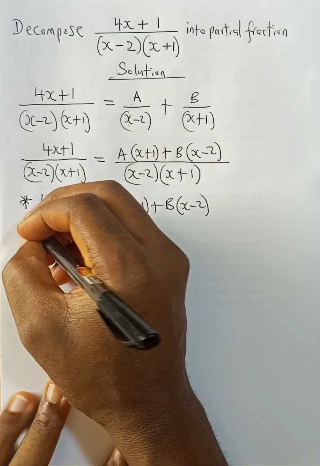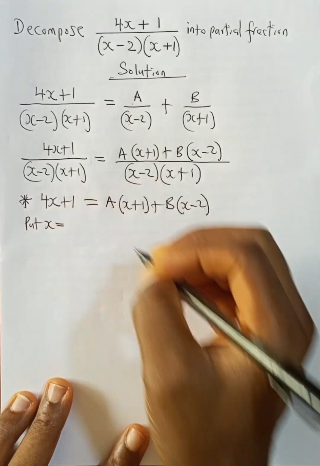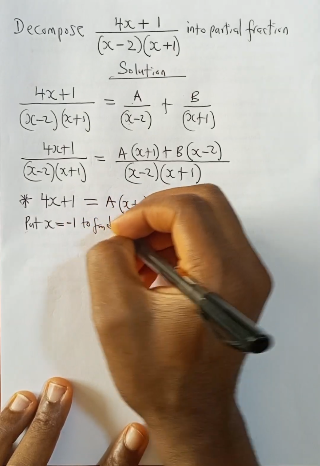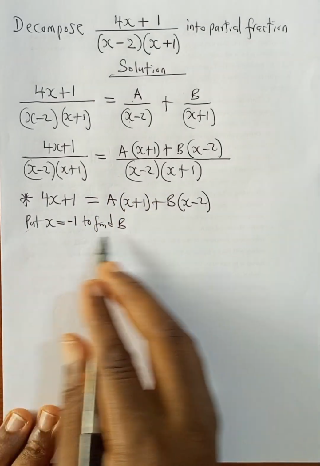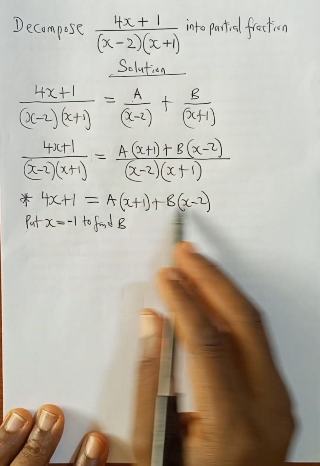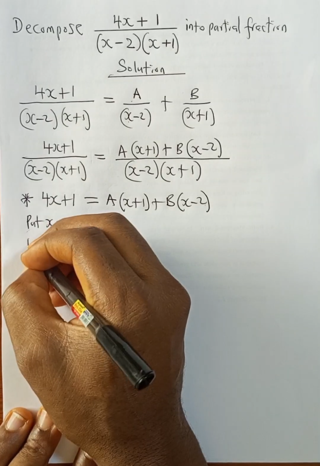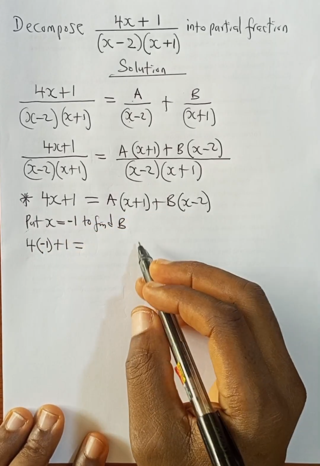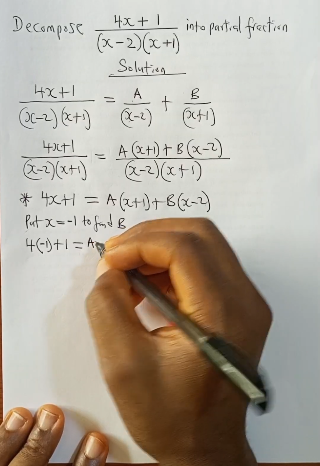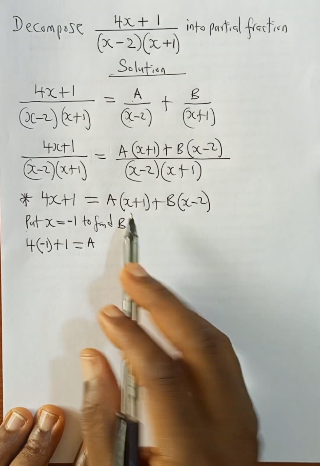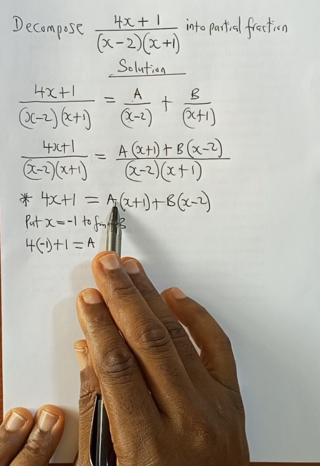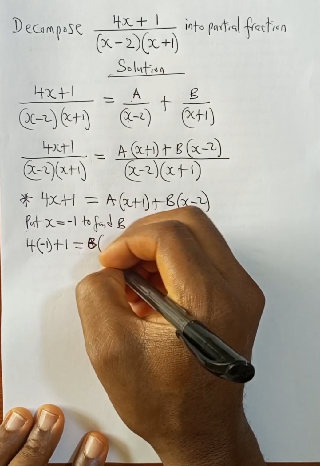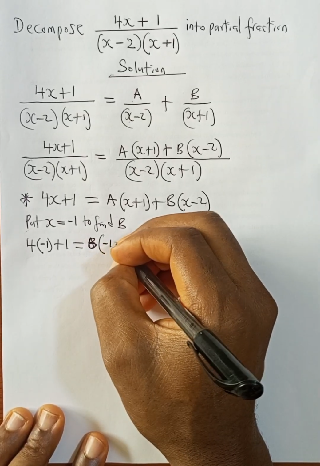Let's eliminate A by putting S equal to what? Minus 1, to find B. You have to state it, to find B. Now, anywhere you see S all through, put minus 1. So 4 times minus 1 plus 1 is equal to A times... there is no need writing it again, because minus 1 plus 1 is 0, and 0 times A is 0. That one is out. A is out. Then go for B, B bracket minus 1 minus 2.